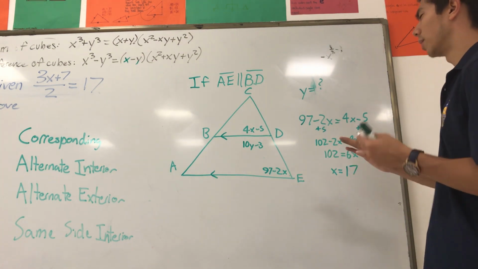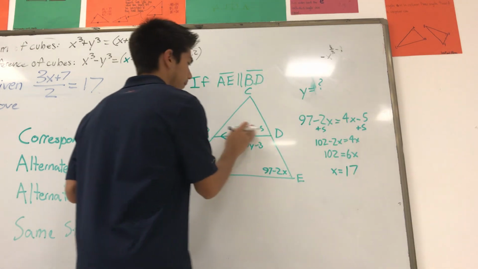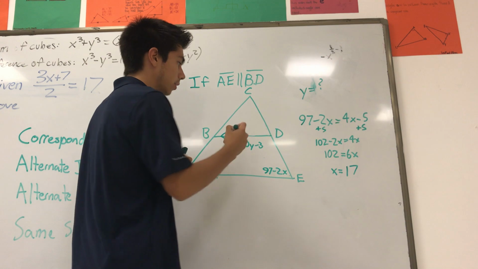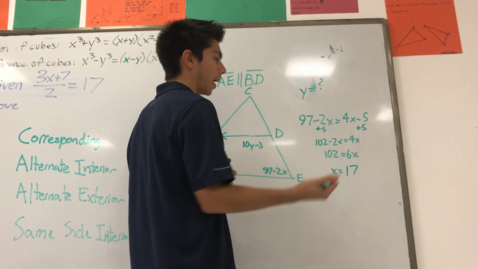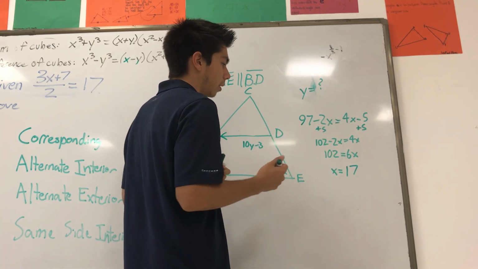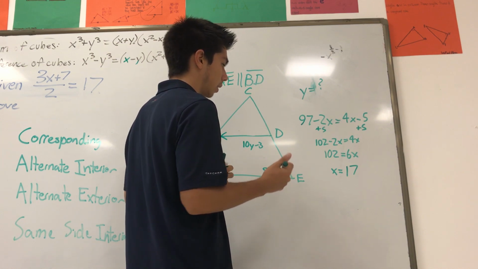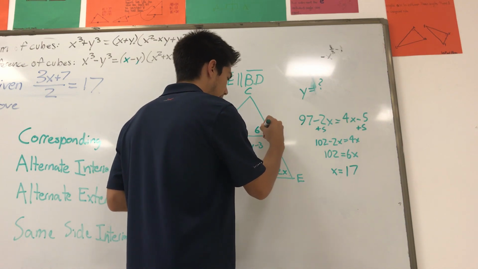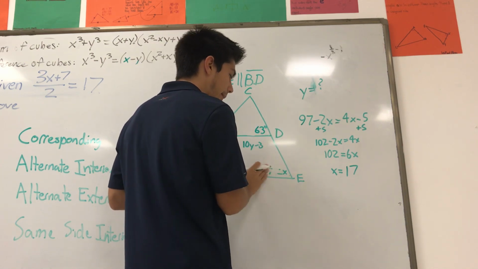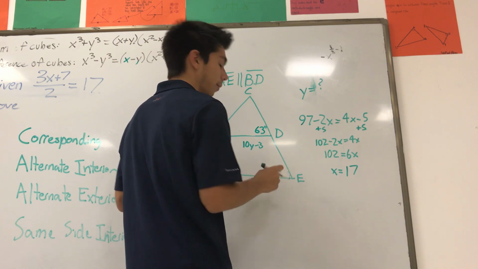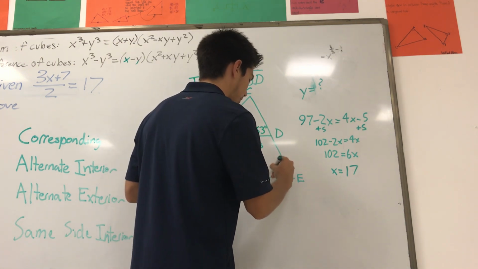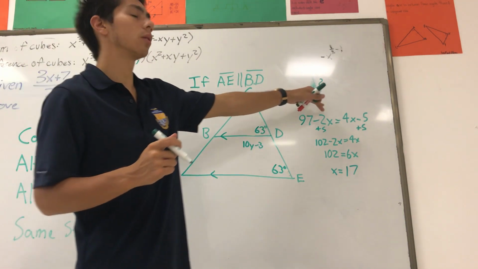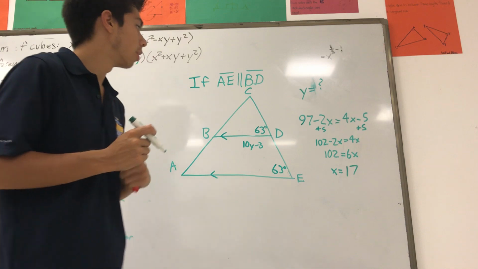Since I know x equals 17, I'm just going to plug it into the equation. This was 4x minus 5, so it should be 4 times 17 minus 5. That gives me 68 minus 5, which is 63, so I know that this angle right here is 63. I don't have to calculate this other one because they're congruent, so this should also be 63 degrees. Remember that we're still looking for y, so we have not figured out what y is yet.